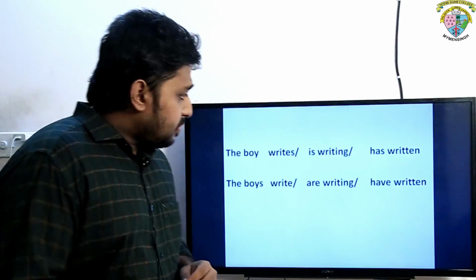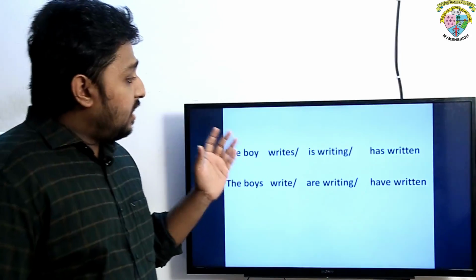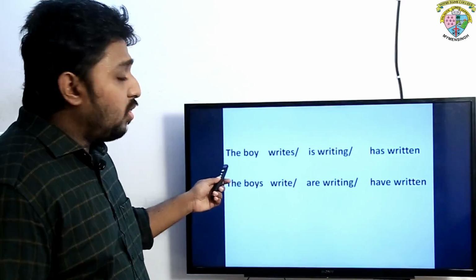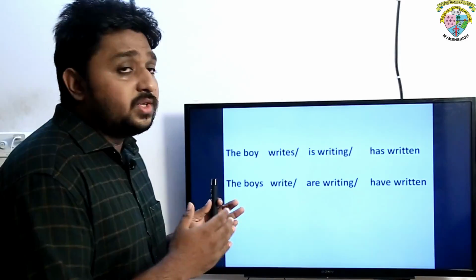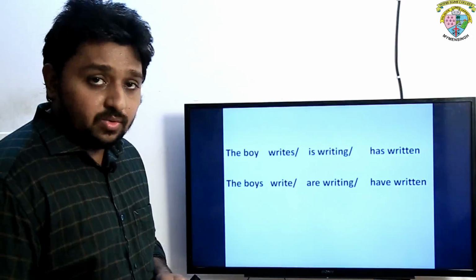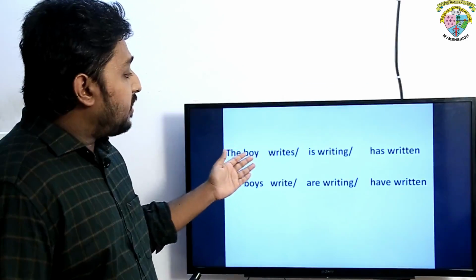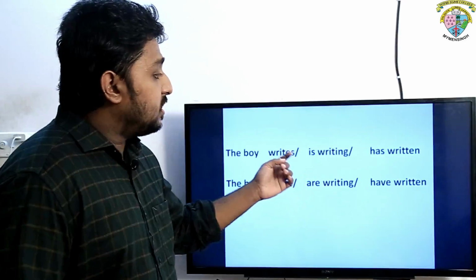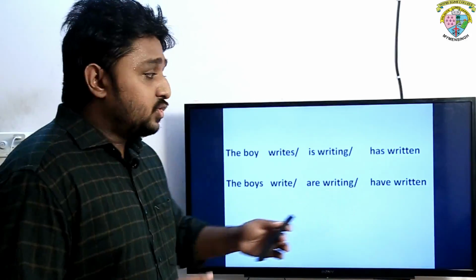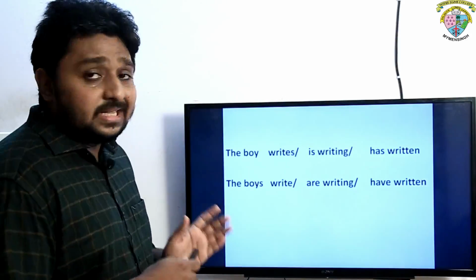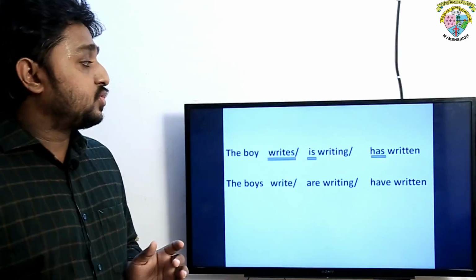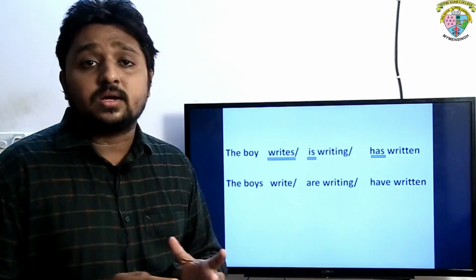So first of all, I have written two lines for you. In the first line, you can clearly see the subject is the boy, and that is a singular subject. As the boy is a singular subject, it should receive singular verbs. In present simple form, the boy receives writes, in progressive form, is writing, and in present perfect form, has written. So the singular verbs in the line are writes, is, and has.